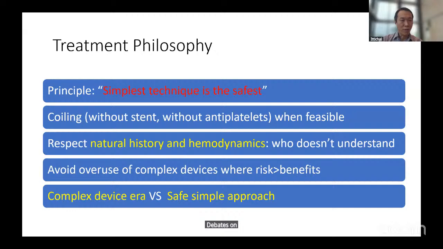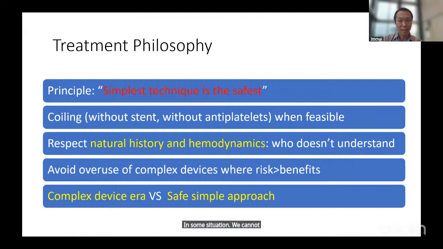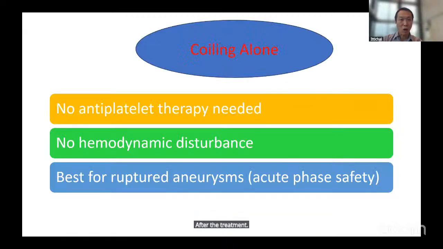The risk of re-rupture after treatment is very important, because in some situations we cannot understand the natural history of aneurysms. Even if we have successfully treated, re-rupture can happen again after the treatment. So coiling alone is the best option, because with this option we don't need antiplatelet therapy.